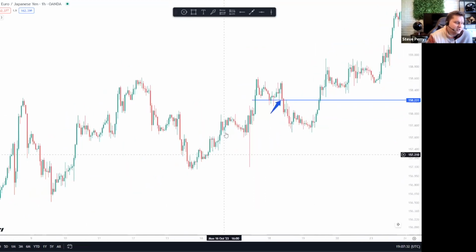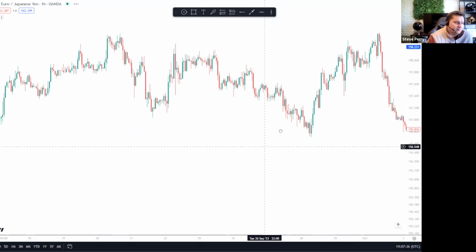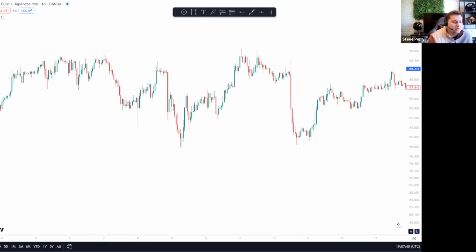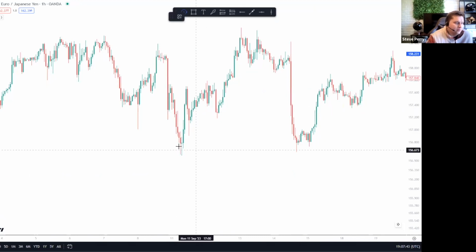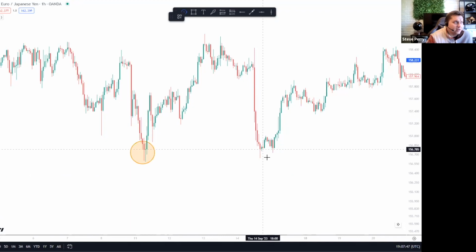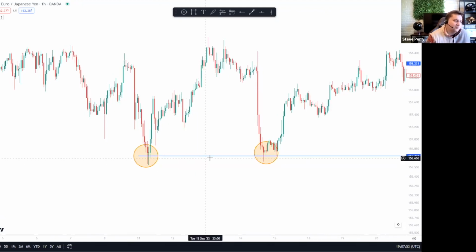So a double bottom is just the exact opposite. Let's find a double bottom. Here's a double bottom right here. You've got this low on this euro yen, and then you've got another low right here. They're about the same level, not pip for pip. That doesn't matter. They're just about the same.